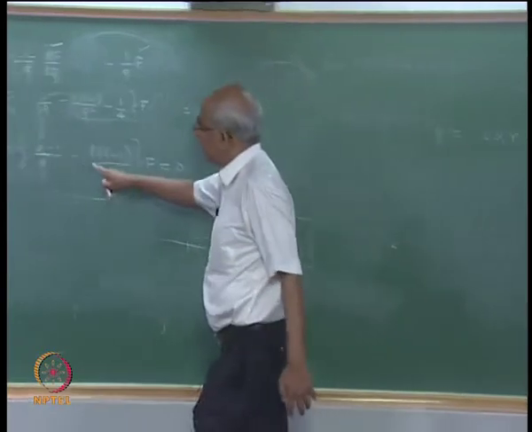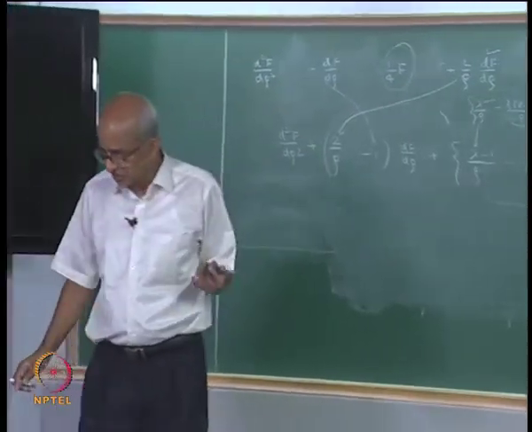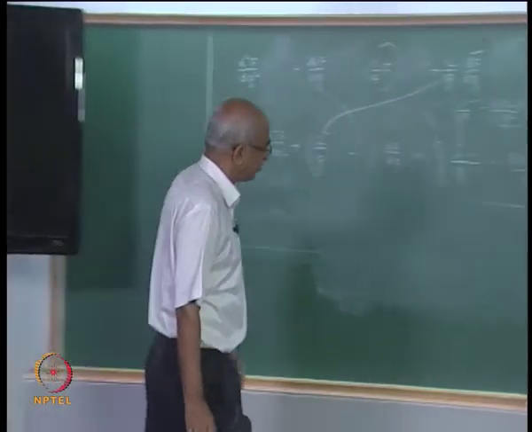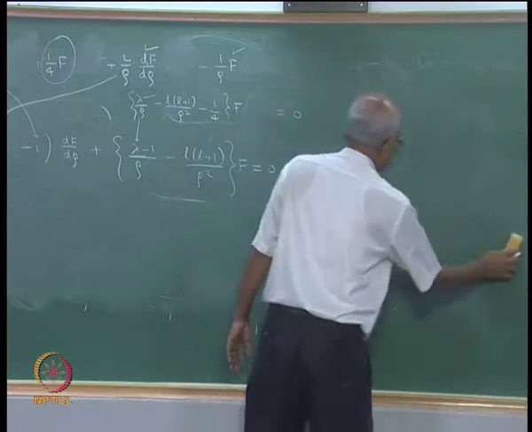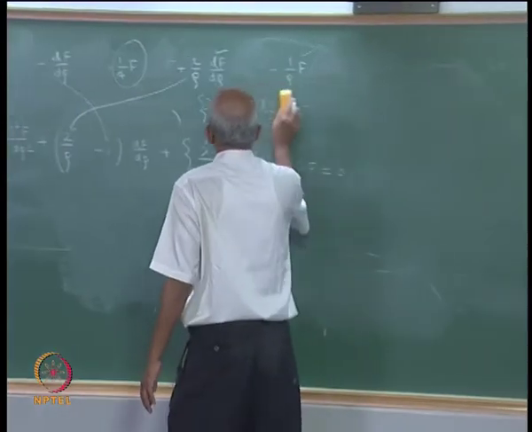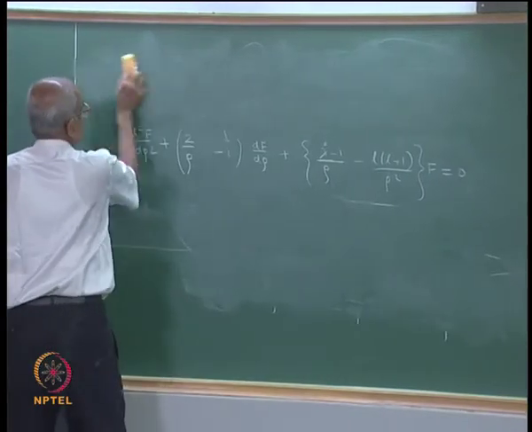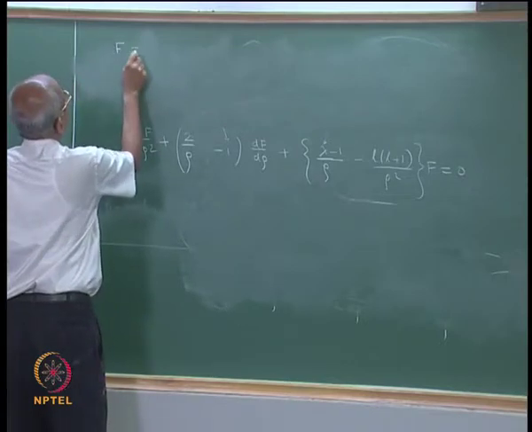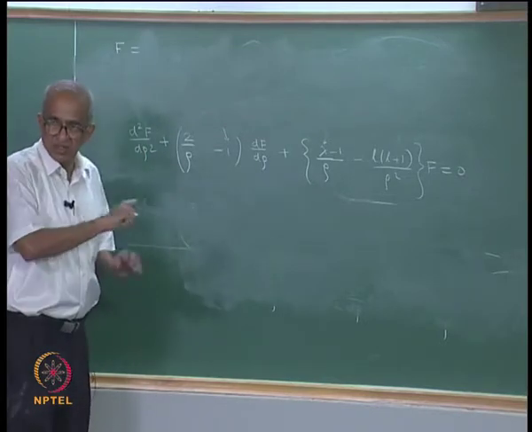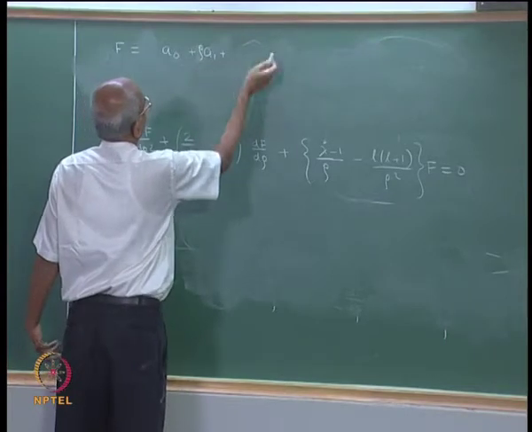So, now I have to solve this equation, and how do I solve this equation? The procedure is going to be the series expansion. So, what is the series expansion that I am going to adopt? I am going to say that this F may be written as a power series in rho, A0 plus rho A1 plus etcetera.